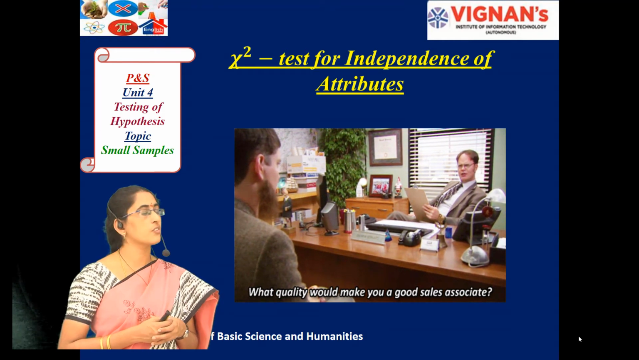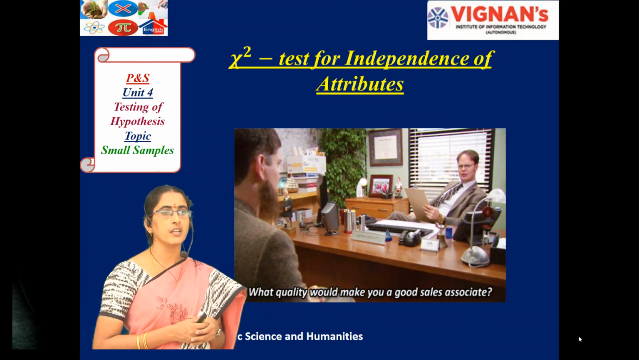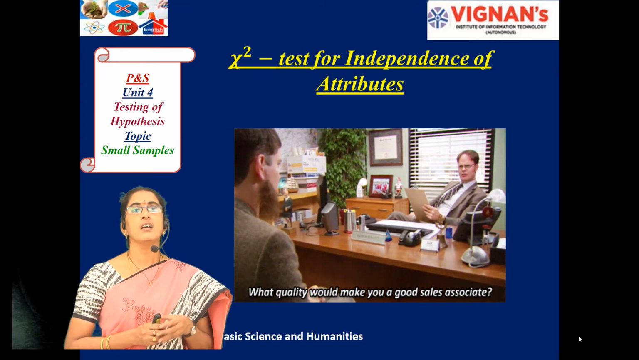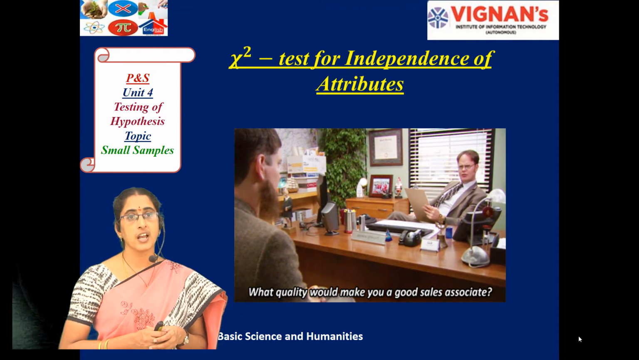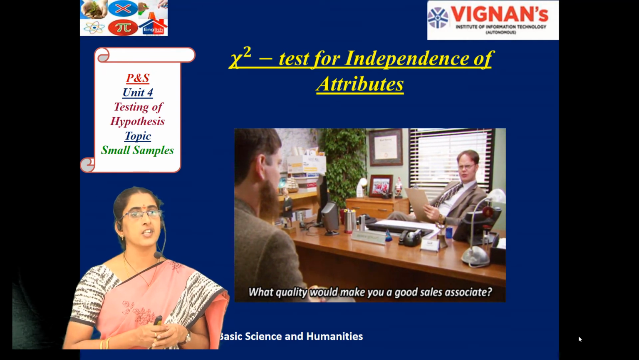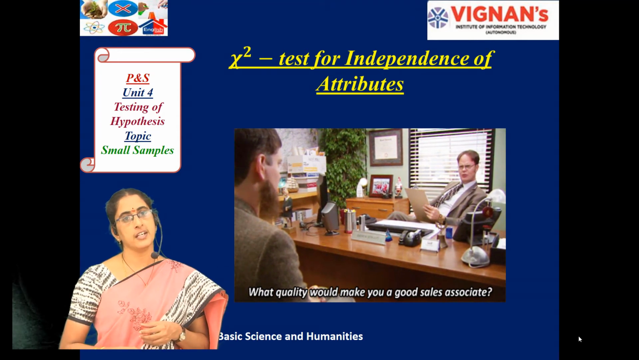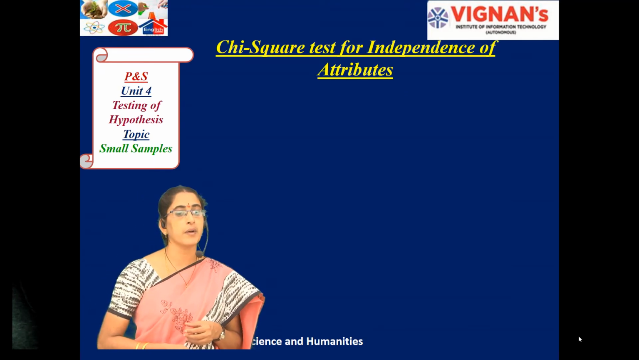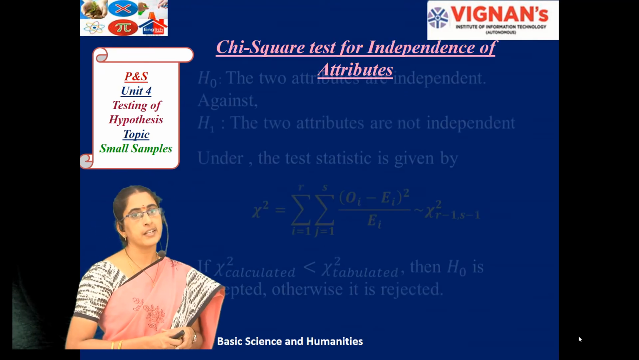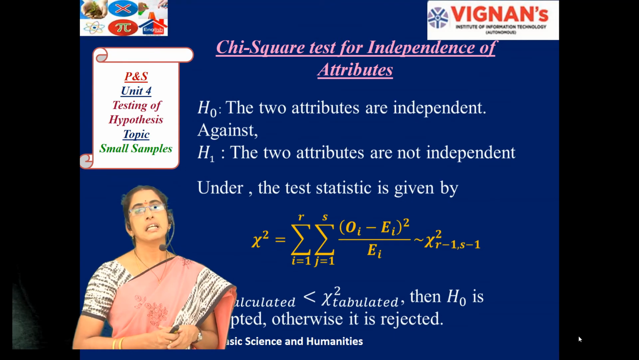To test that we use the chi-square test for independence of attributes. Not only this one, here we can also test the education of a child and the economic conditions. Is the education of a child completely based on the economic conditions of their home? That we can test using the chi-square test for independence of attributes. For that the null hypothesis is that the two attributes are independent, and against it the alternative hypothesis is that the two attributes are not independent.